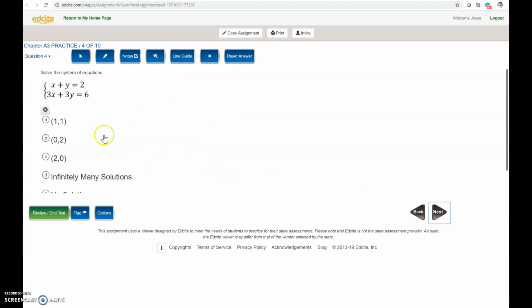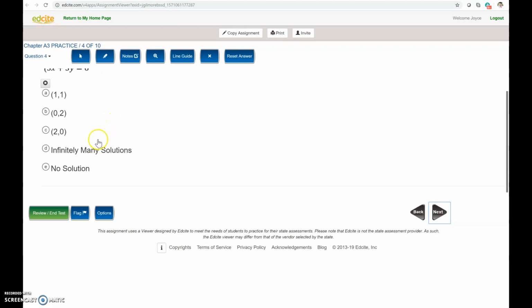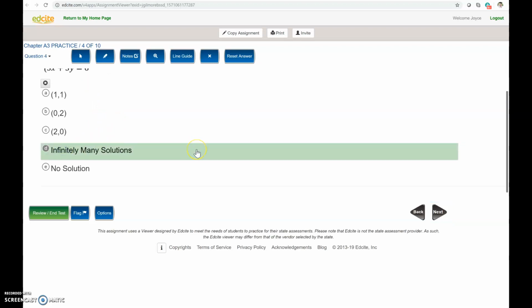This next one is a multiple choice. So we tried to solve this system. We ended up with 0 plus 0 equals 0. When all of your x's and y's disappear and you have a true statement, that means infinitely many solutions. If we had ended up with 0 plus 0 equals 12, that would be a false statement. That would be a no solution situation.